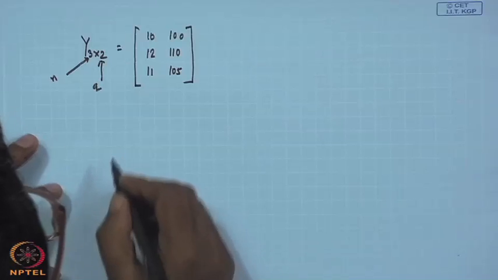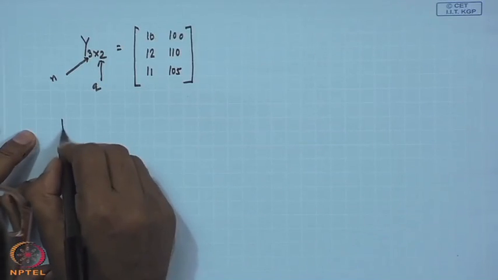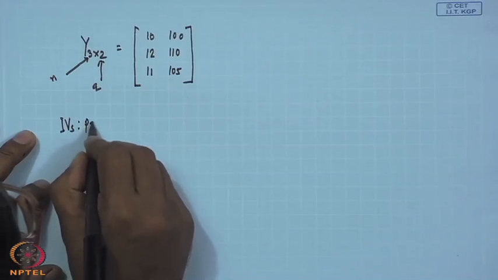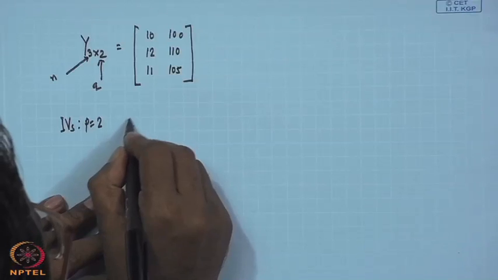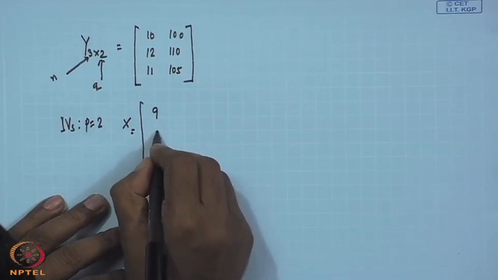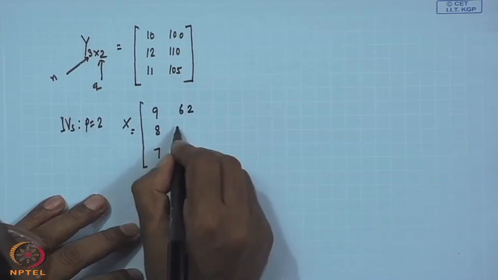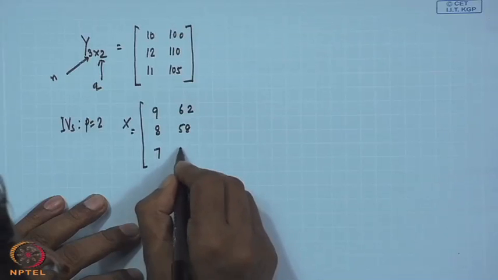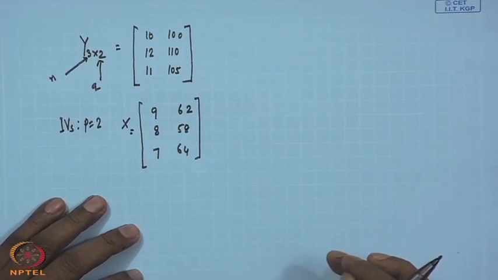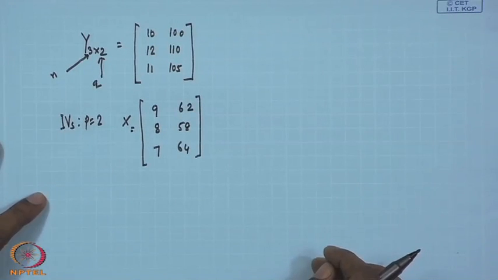So let us consider two independent variables also, so I can say that p equal to 2. In that case the data matrix may be like this, where 9, 8, 7, 62, 58 and 64. These are nothing but the first 3 observations for the Citizen example we have given earlier.